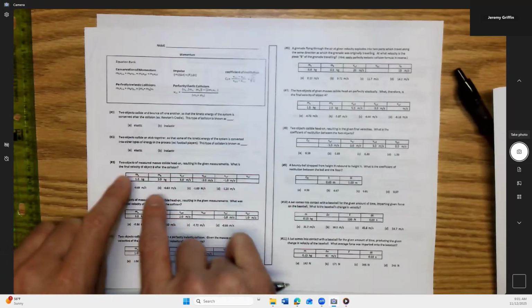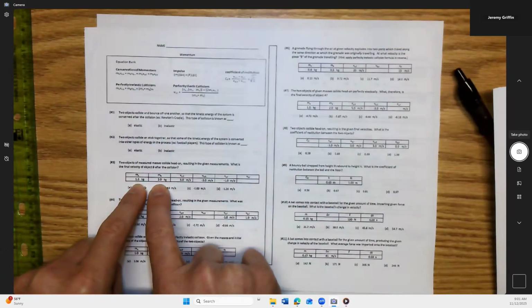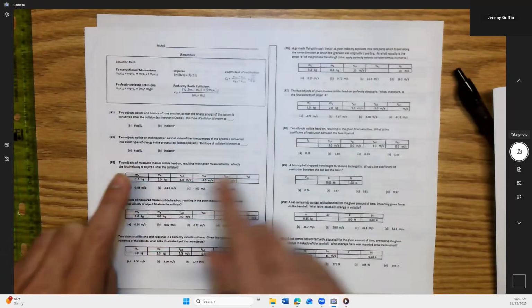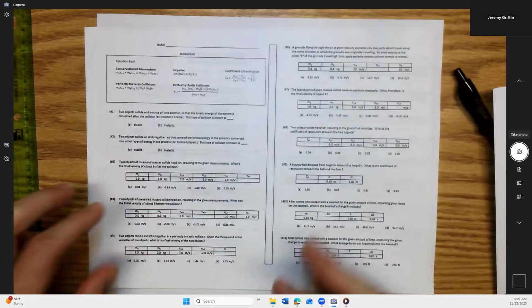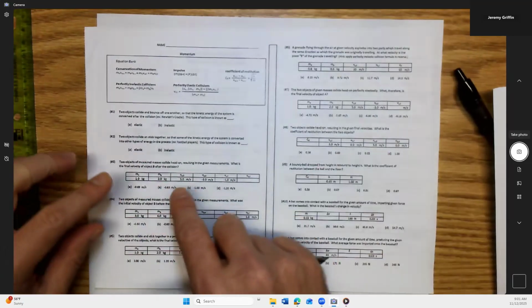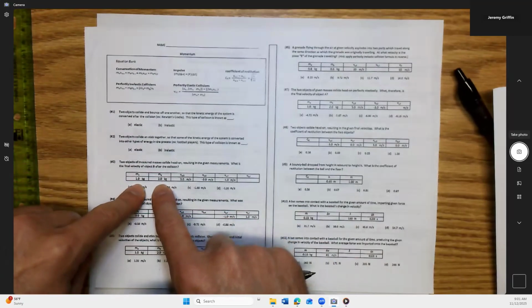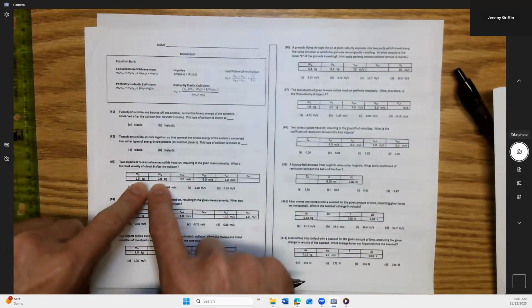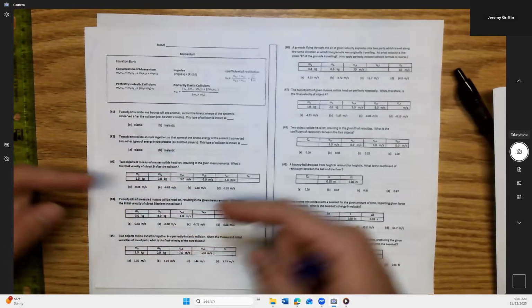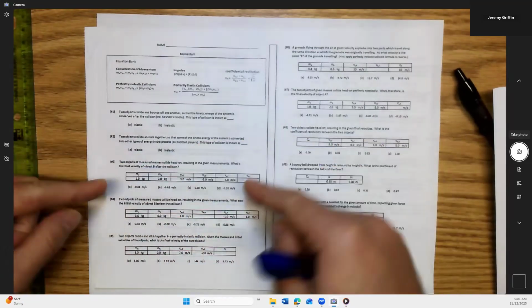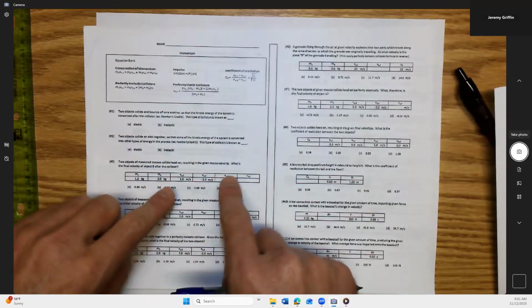Two objects with measured masses. I got mass A and mass B. You guys got it, mass A and mass B? Now, you guys know there's like 10 different versions of this paper, so all of us have different numbers. That's normal. But we all have the same premise question. So we've got two masses here, mass A and mass B. They collide head on, so just a single dimension, maybe along the x-axis, resulting in these given measurements.